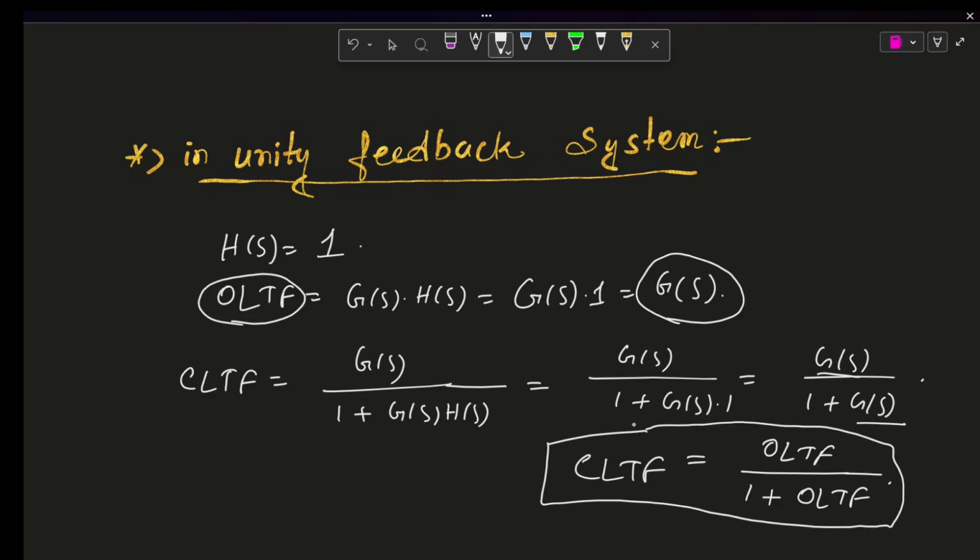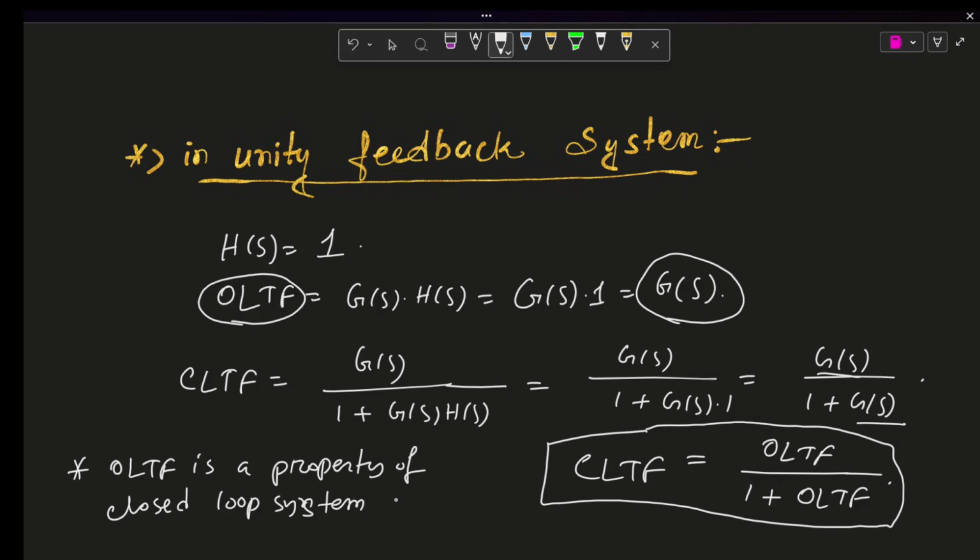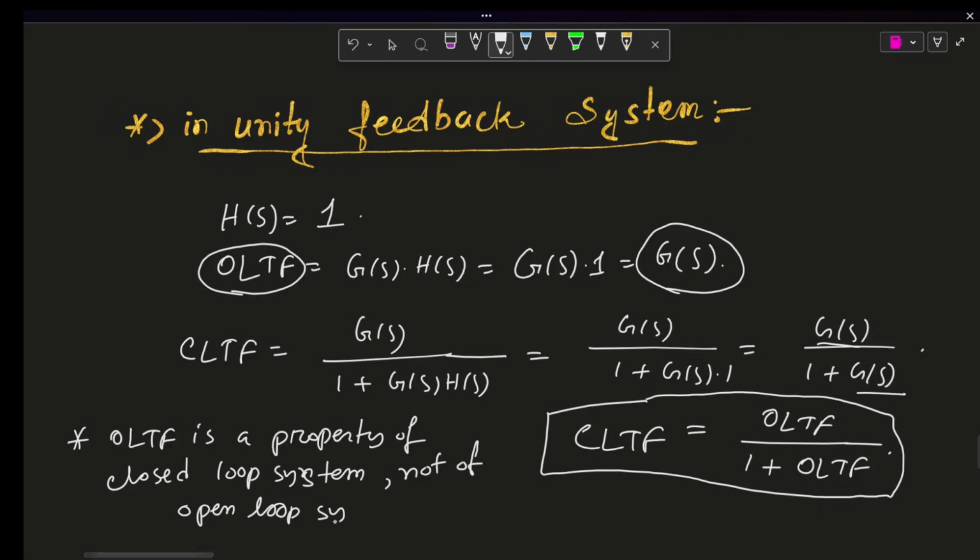You have to remember that OLTF is a property of the closed loop system, not of the open loop system. It's not a property of the open loop system, as you can see that the feedback path is disconnected.